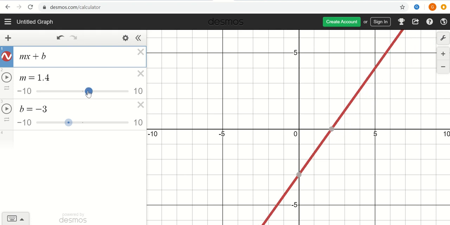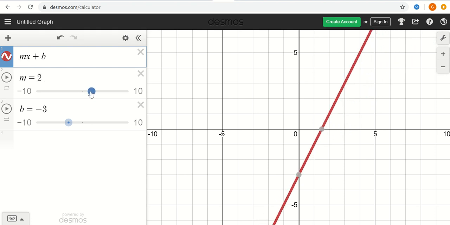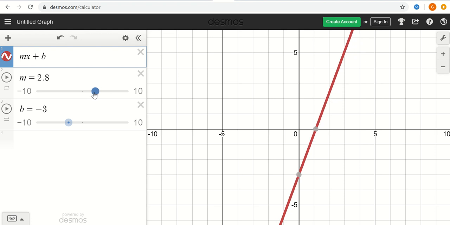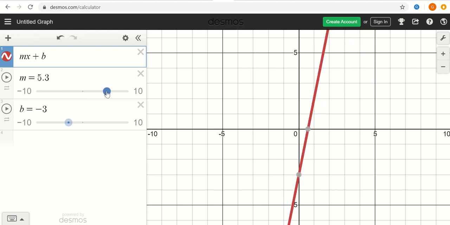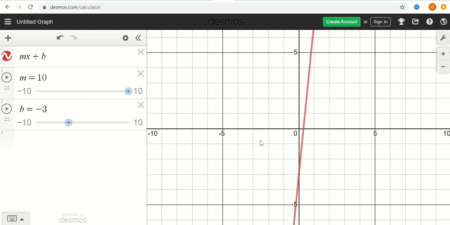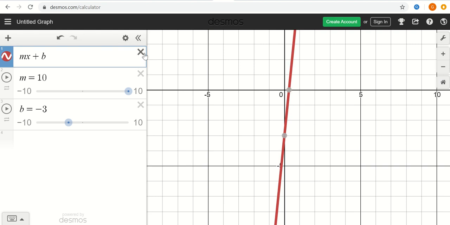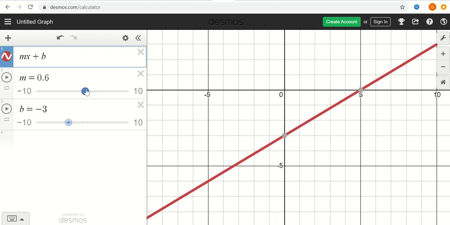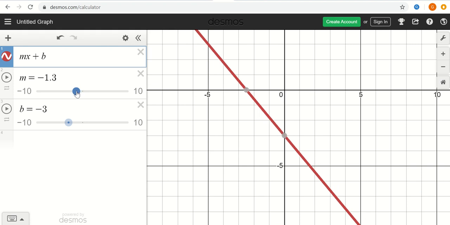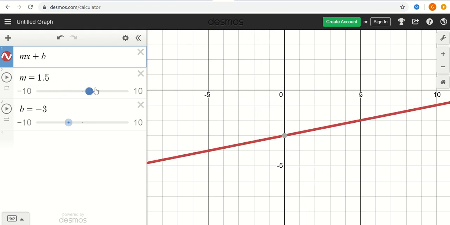If I increase that slope, or increase that m value, we can see a corresponding increase in the slope. Here I have a slope of 10, which is quite a steep slope, as you can see. But if I want to start manipulating this line and making it less steep, I can decrease the m value, or the value of the slope, the coefficient in front of your x term.